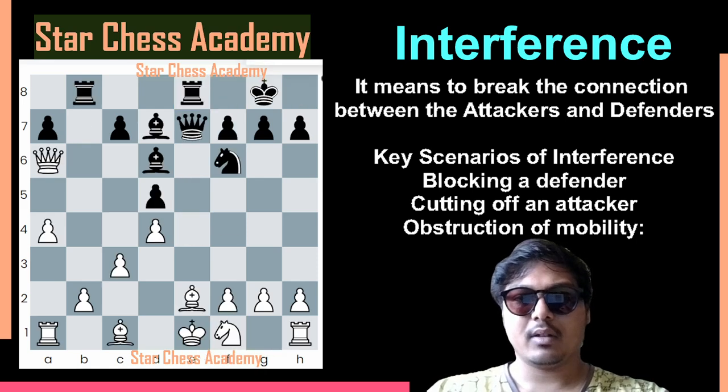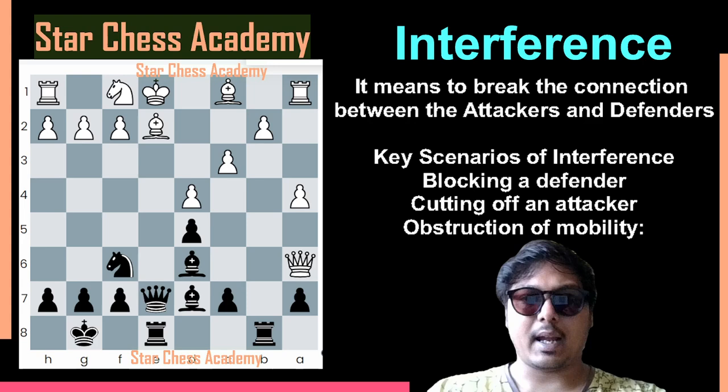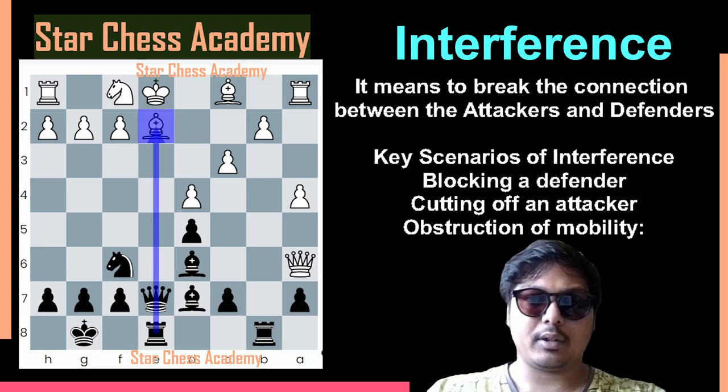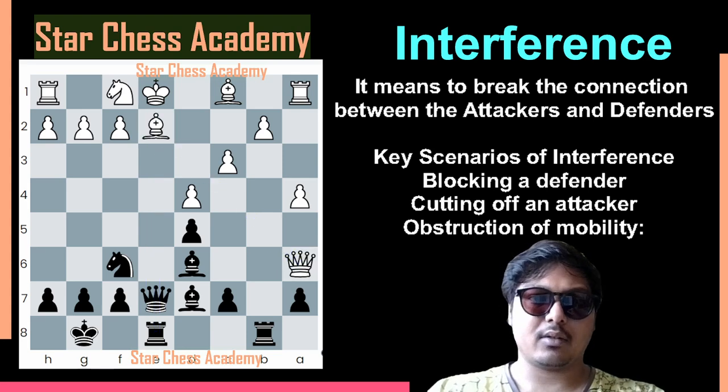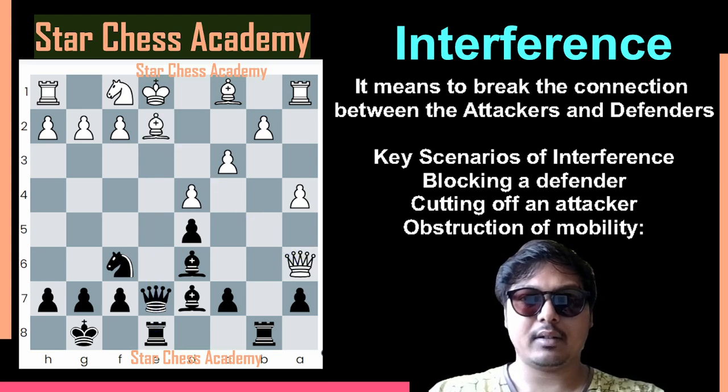In this position, it is black to play, and well, we are ready to checkmate the opponent, but the opponent's queen is stopping the checkmate. So can we use interference tactics? We have to break the connection between the bishop and the queen, but the question is how to break it.